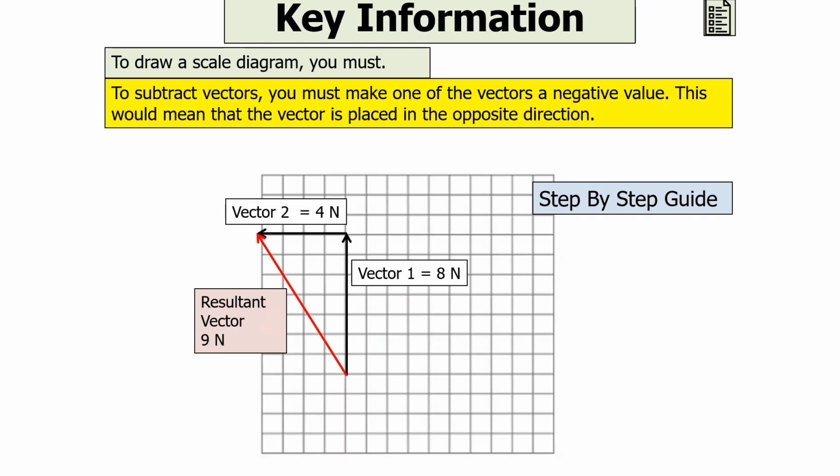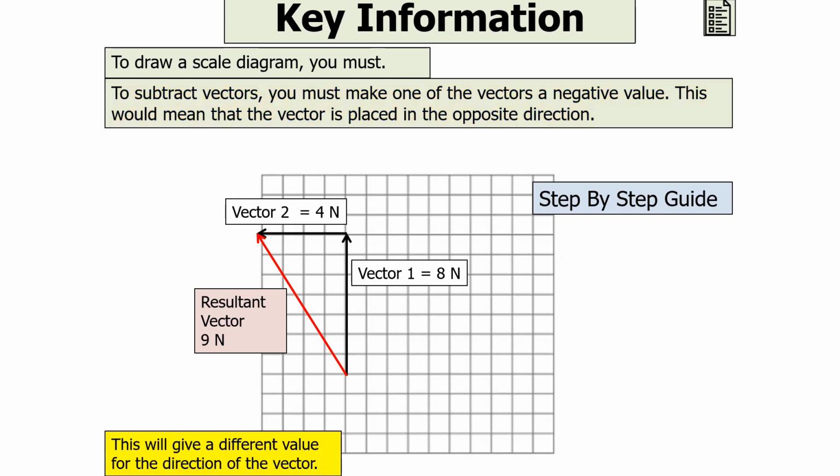Now to subtract vectors, you must make one of the vectors a negative value. So this would mean that the vector is placed in the opposite direction before our triangle is drawn in as shown. So this would actually give a different value for the direction of the vector.